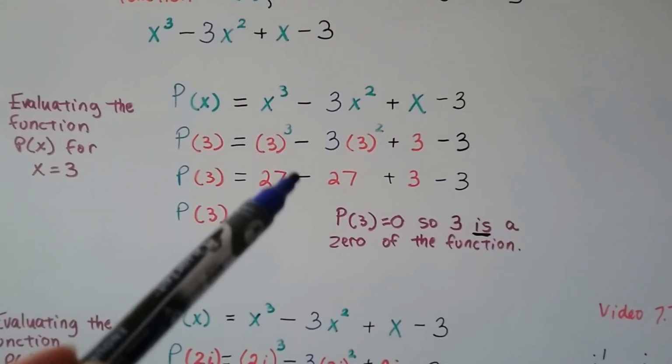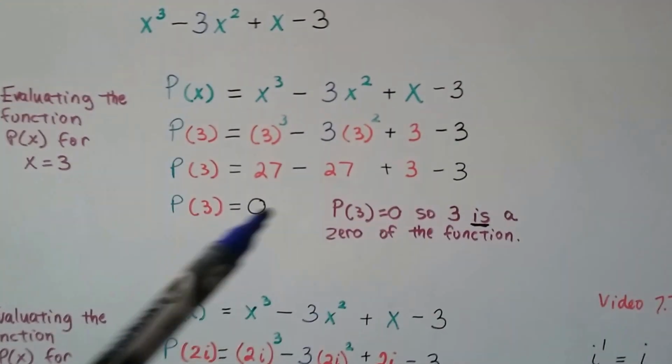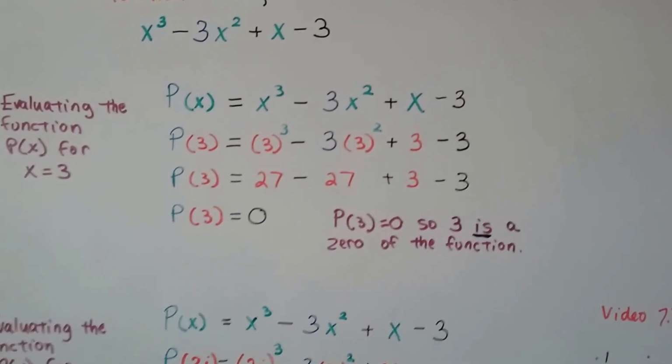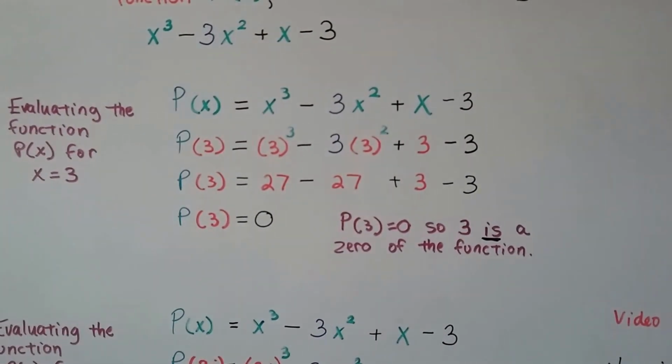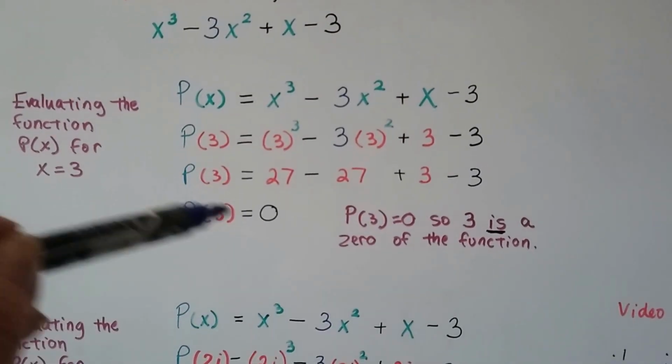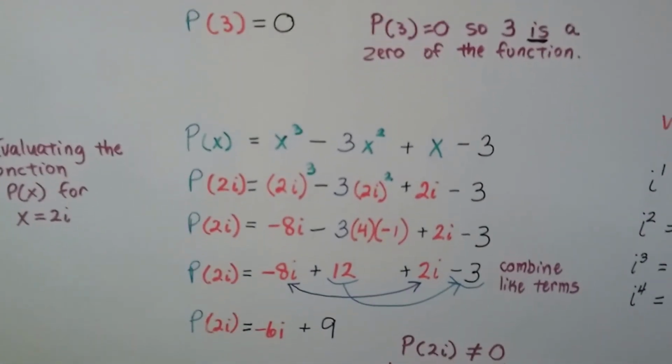This 27 minus 27 gives us a 0. And if we had 3 minus 3, that's another 0. So it's 0. And p of 3 equals 0. So 3 is a 0 of the function. It made this equal 0. See? Let's try it with 2i.